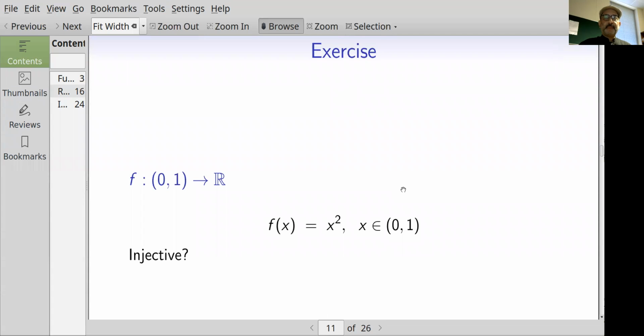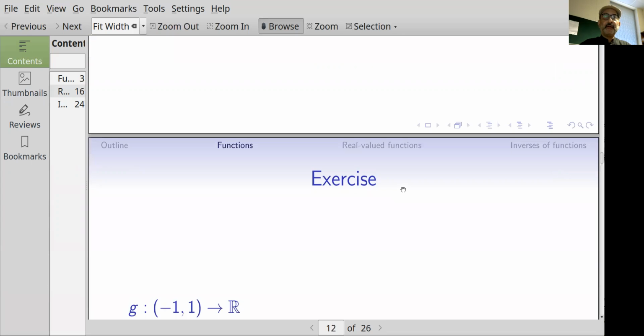Okay, so here's an example. F maps the open interval (0, 1) to the reals. F of x equals x squared, right? Is this injective? That is, is it one-to-one? Well, yes. If f of x is equal to f of y, that is, if x squared is equal to y squared, then we can conclude that x is equal to y.